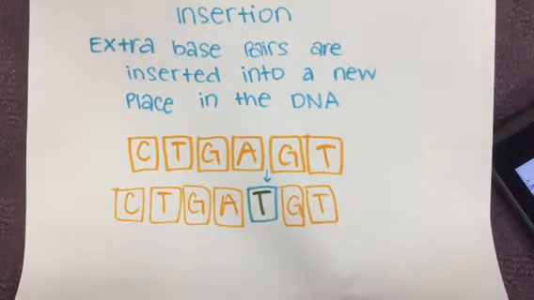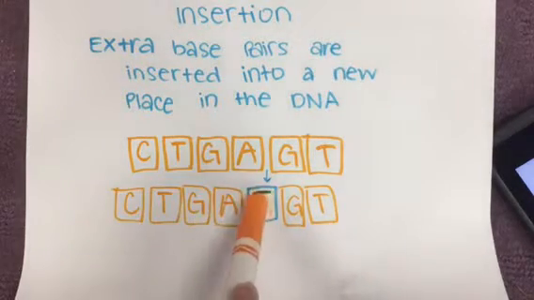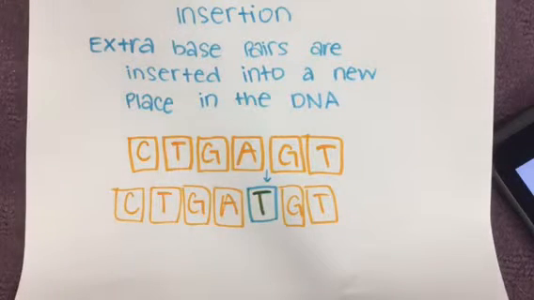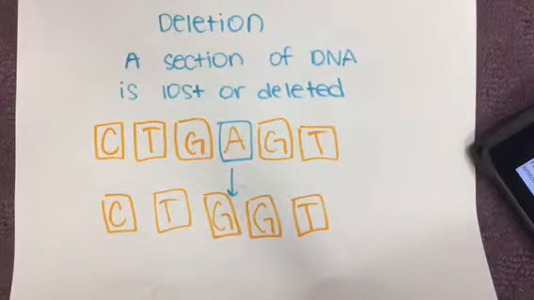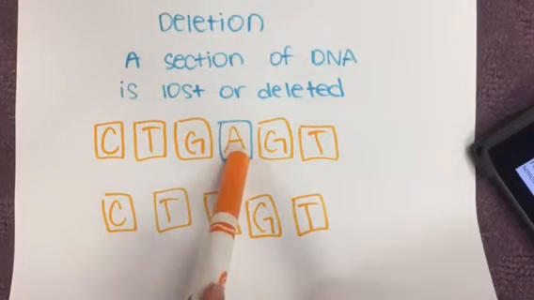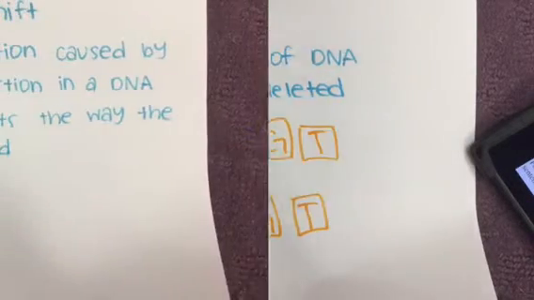Another type of mutation is an insertion. An insertion is when an extra base pair is inserted into a new place in the DNA. In the example, a T is added to the sequence of DNA, which is changing the organism's gene. A deletion is when a section of DNA is lost or deleted. In this example, the A is lost or deleted.